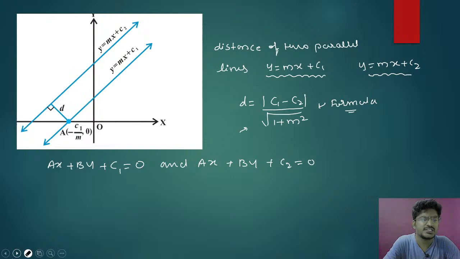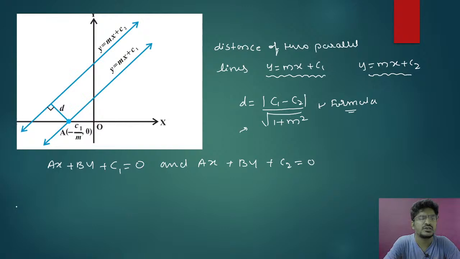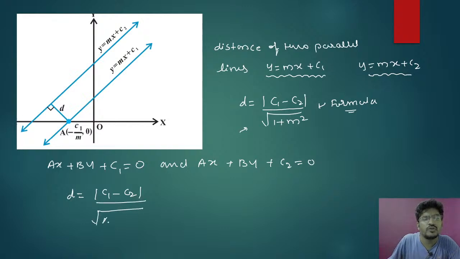So they will give ax plus by plus c1 equal to 0 and ax plus by plus c2 equal to 0. Like this they will give the equation of two lines. Now the distance d will be equal to mod of c1 minus c2 divided by root of a square plus b square. Clear?